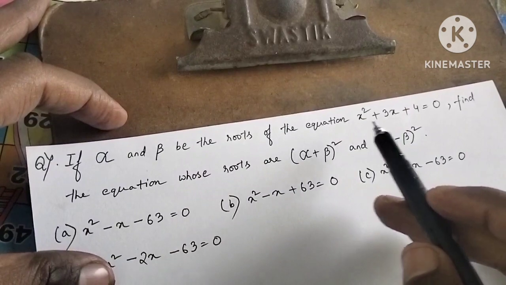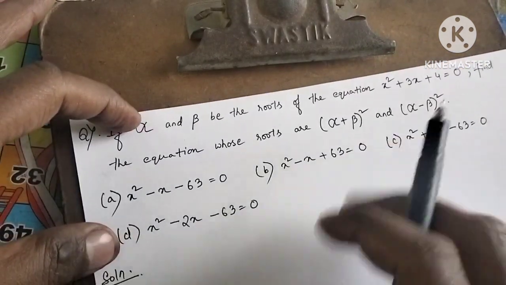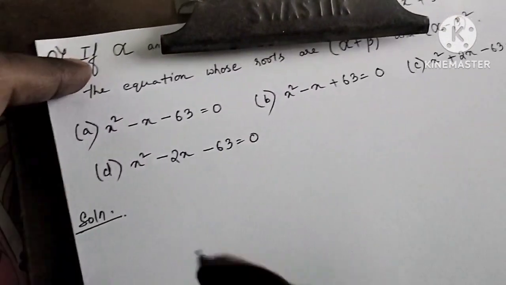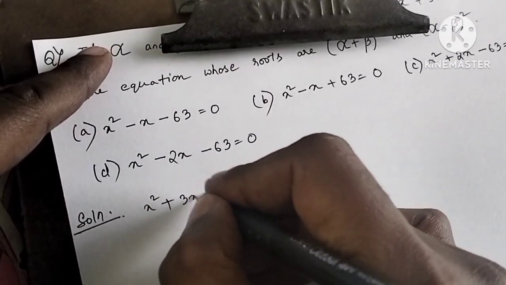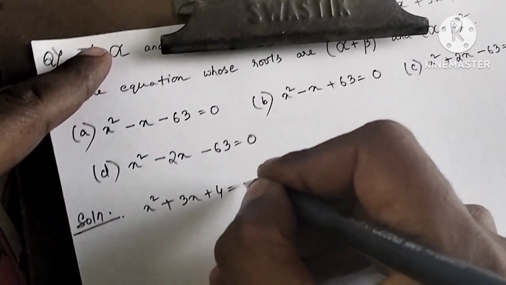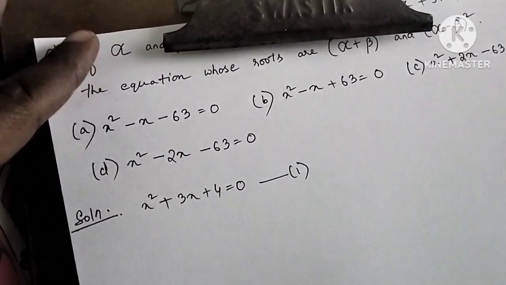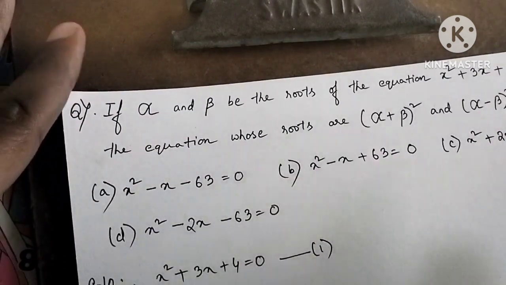The equation given is this one, x square plus 3x plus 4 is equal to 0. Name it as equation 1. This equation has been given, and it has been said that alpha and beta are the roots of this equation.